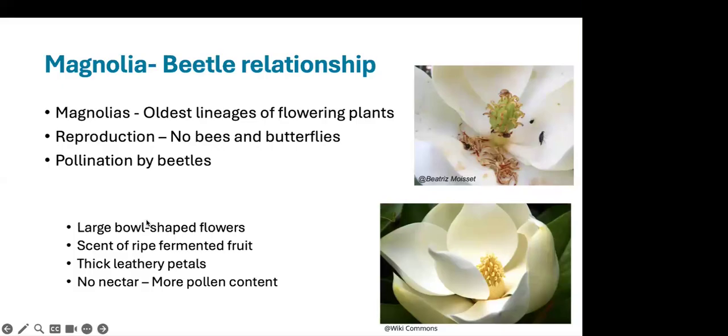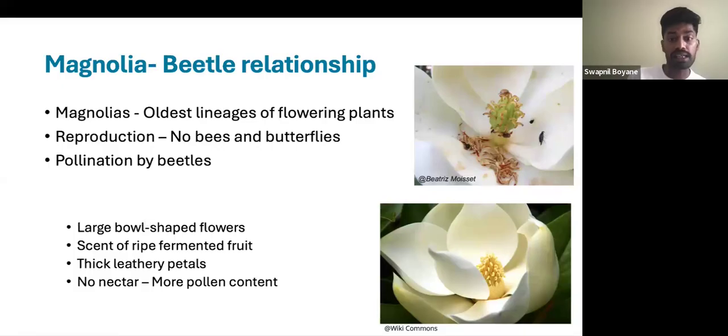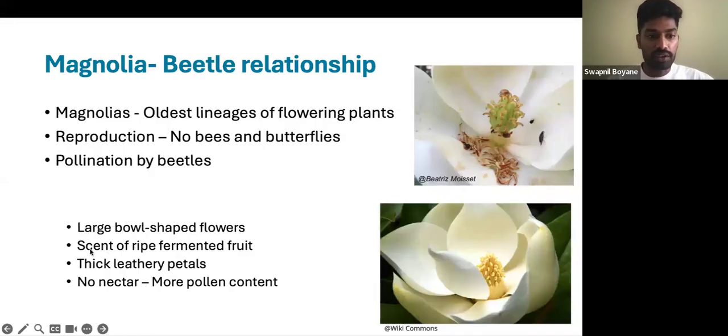Where the beetles get food from plants, and these flowering plants get pollinated by the beetles. So how did they do that? First, the plants evolved large bowl-shaped flowers so they can accommodate beetles, and then they evolved the scent of ripe fermented fruit so that they can attract beetles towards them, and that's how beetles can come and then feed on these pollens.